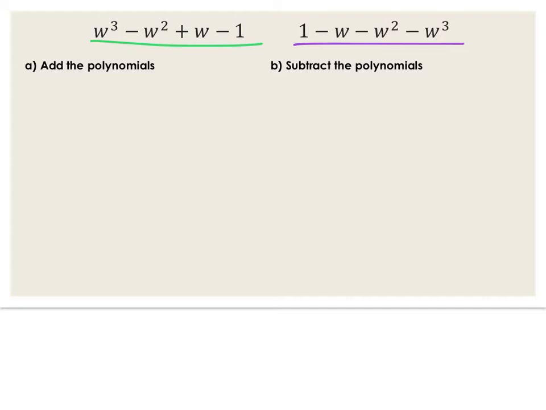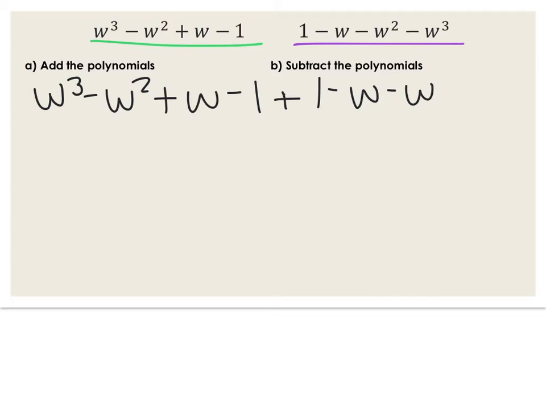So I'm adding my two polynomials. I have w cubed minus w squared plus w minus 1, and then I'm adding this whole polynomial to it. So 1 minus w squared minus w cubed. I can only combine my like terms. So I'm looking at this and I have w cubed. I can only combine it with another w cubed, and I see that's there. W cubed minus w cubed gives me nothing. Those cancel each other out.